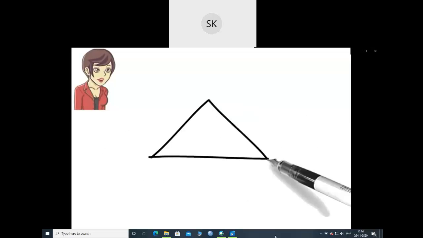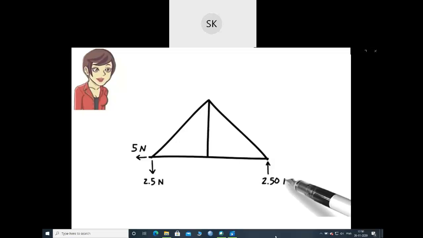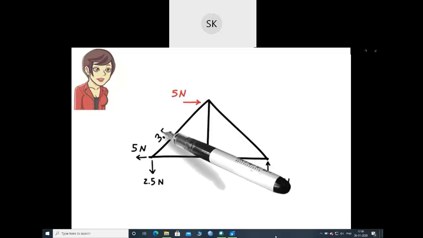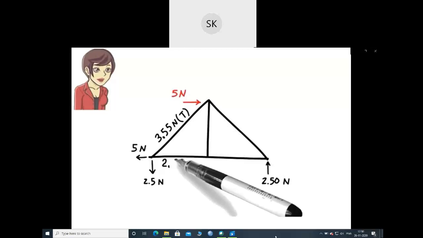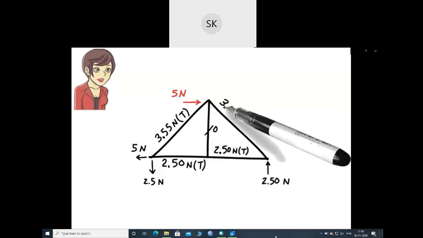We generally present the results of truss analysis by writing the force magnitudes on the members and marking the compression members with a capital C and the tension members with a capital T.